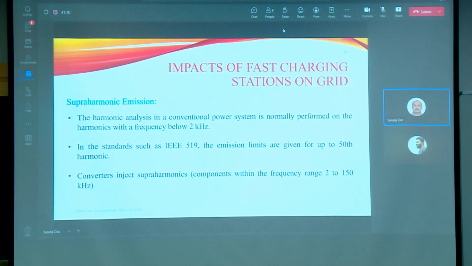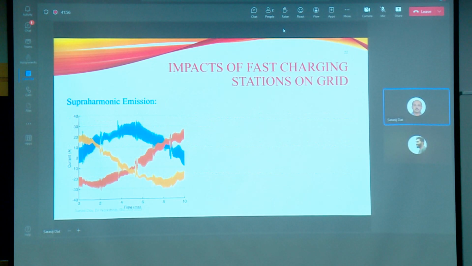But in the presence of power electronics, that is going to change, right? Converters also inject these higher harmonics, which we call supraharmonic components, within the frequency range from 2 to 150 kilohertz. So in simple words, converters are now injecting very high frequencies also. As a result, especially in the case of fast chargers, where you have many fast chargers connected in parallel, they all will inject these high frequencies, right? So now the behavior in the presence of these high frequencies has to be evaluated. This is just a figure of supraharmonic emission.